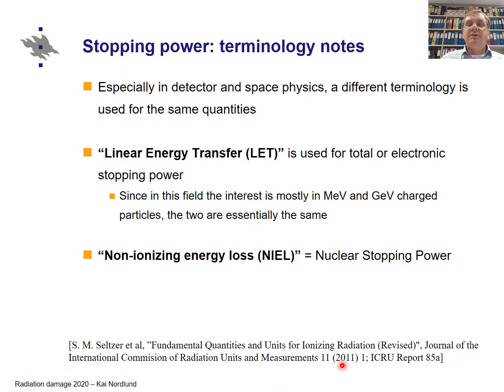This is the beginning of this discussion on stopping power. We will also discuss the electronic stopping power in much more detail later on. At this stage, it may be good to already tell an important terminology point: especially in detector physics and space physics, the electronic stopping power is known as the linear energy transfer, LET.